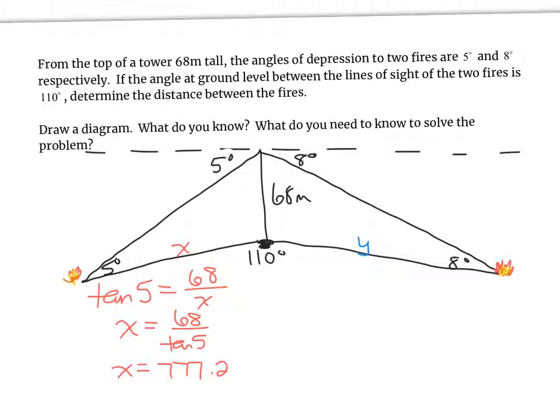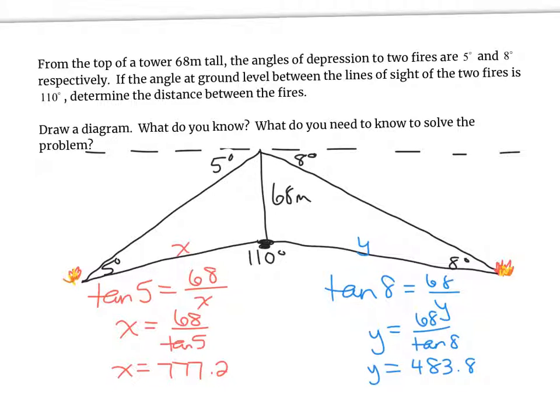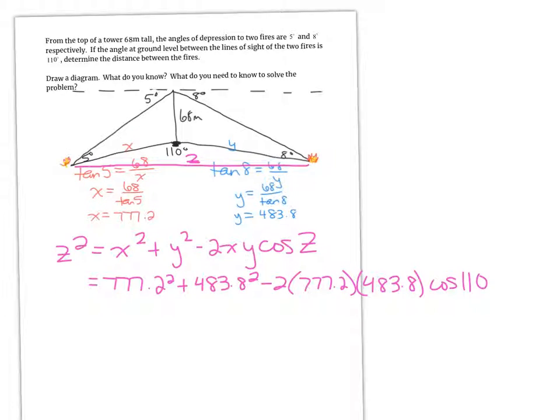So now I'm going to use the same technique to figure out what the distance is from the second fire to the tower. So tan of 8 is 68 over y, which is 68 over tan 8. So the second fire is 483.8 meters from the tower. Now I can use those two things and use the cosine law to figure out what the distance is between the two fires. So now I'm going to use the cosine law to figure out the length of z. And there is the roughed in data for the cosine law for that length.